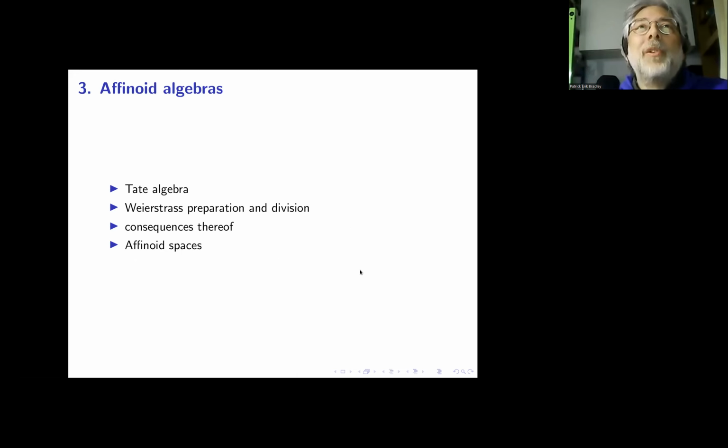Now we come to affinoid algebras. The first important example, and the most important example, is the Tate algebra. Then we have a theorem called Weierstrass preparation and division, and important consequences of this. And then this allows to construct affinoid spaces. I'll just give an overview of this.